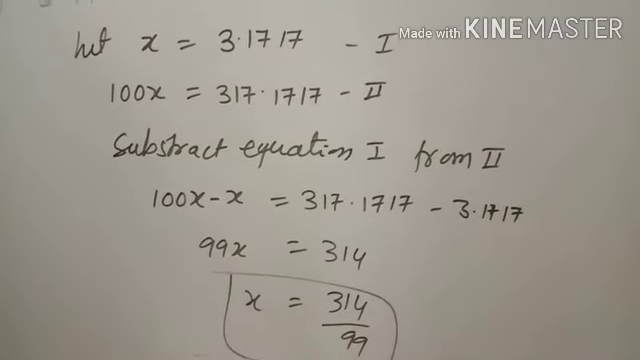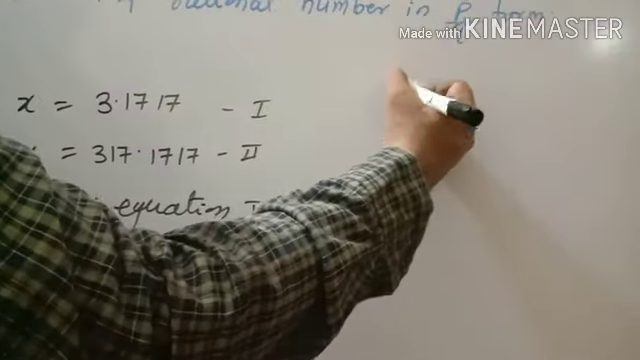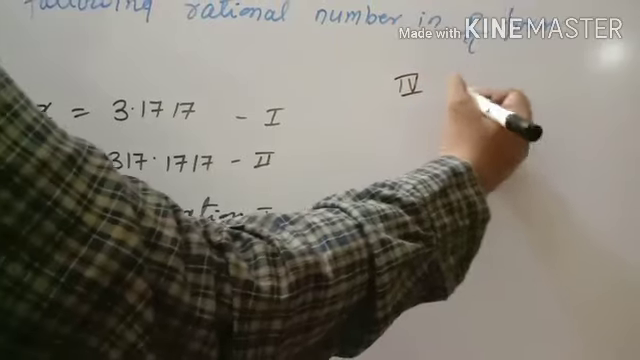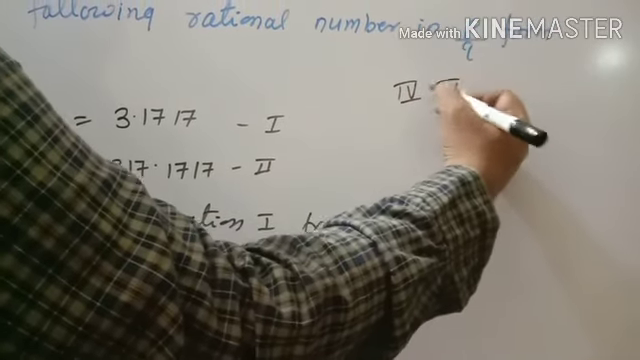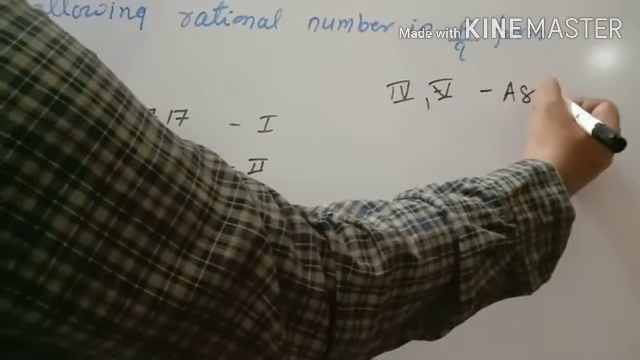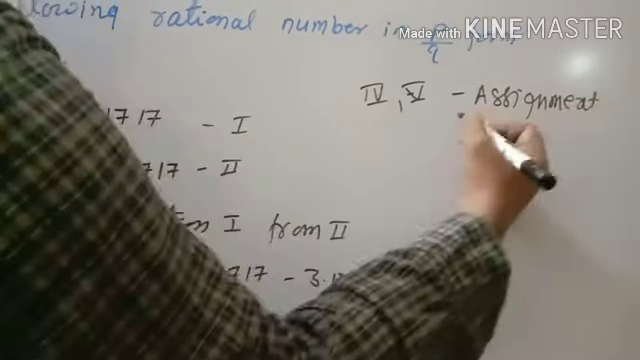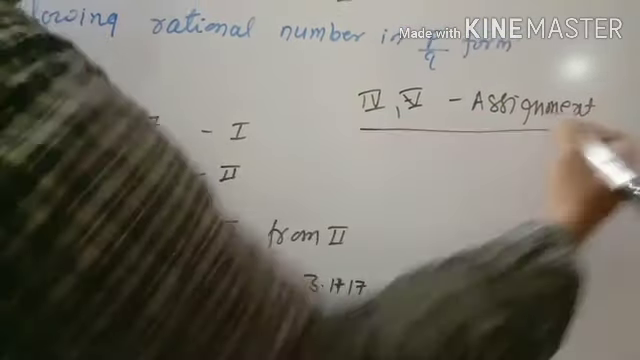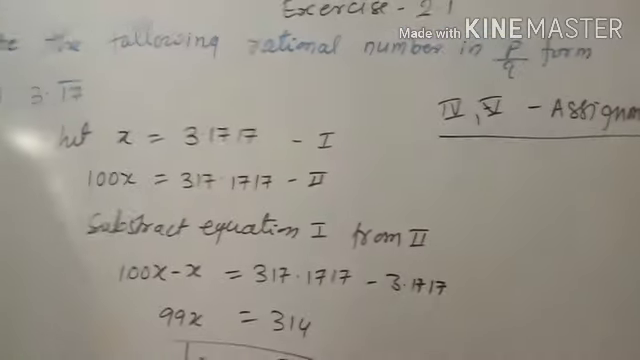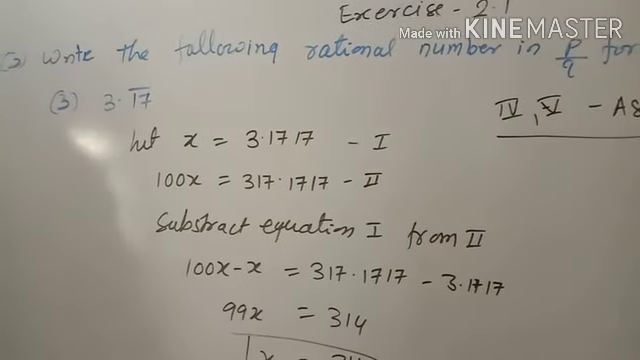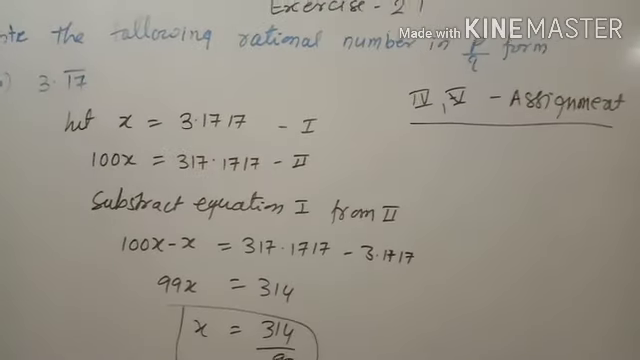So now there are 2 questions left, question number 4 and question number 5. That is assignment for you. And this is the last question of this exercise. So this exercise is completed over here. In the next lecture we will do exercise 2.2.